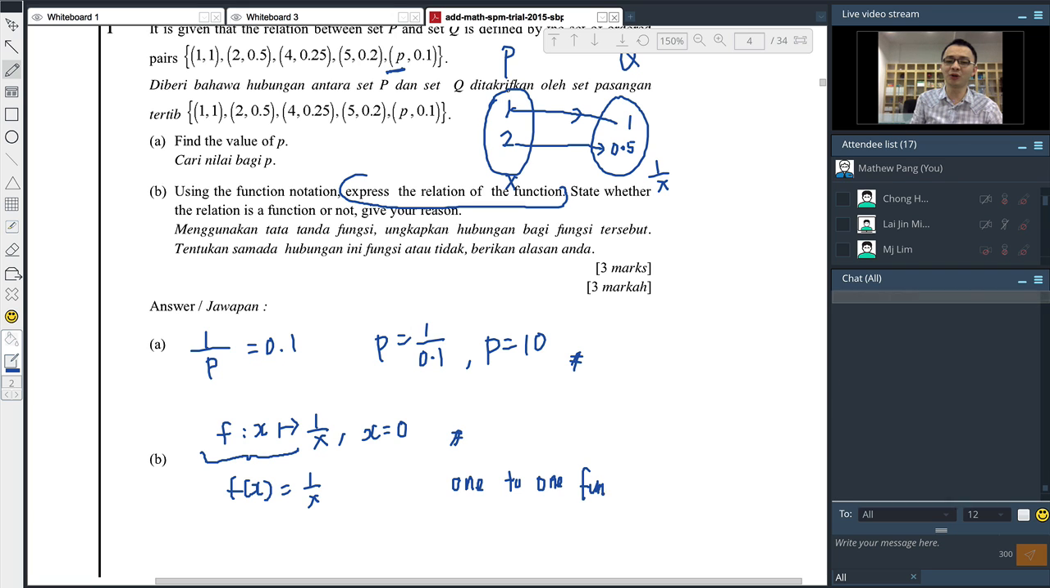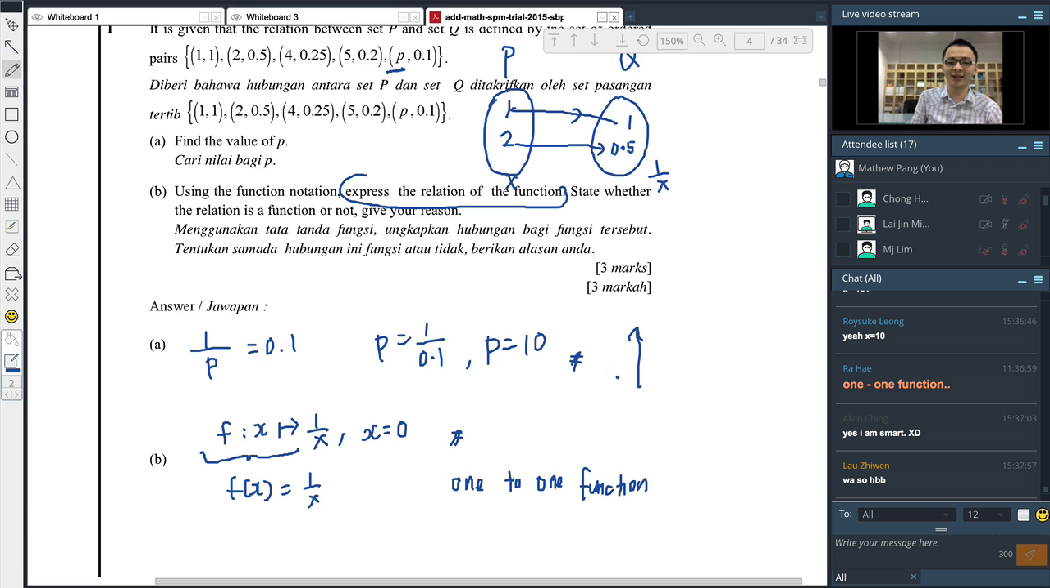But how do I know this is a one-to-one function? Because if you know 1 over x, the graph will look like this. That means for 1 x value, you will only get 1 y value. No matter which x value you take, you will only get 1 y value. So this is the reason why we call it one-to-one. One-to-one is a function. Many-to-one is still a function. But one-to-many is not a function.